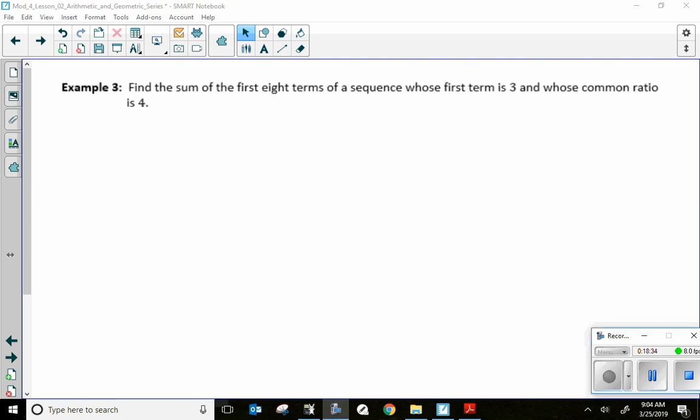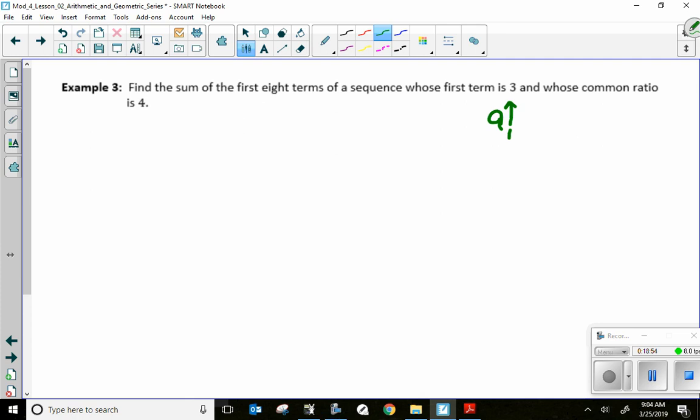Let's go. Looks like we have a geometric series this time. Find the sum of the first 8 terms of a sequence whose first term is 3 and whose common ratio is 4. Okay, so a sub 1 is 3. My common ratio, oh my God, it's off again.